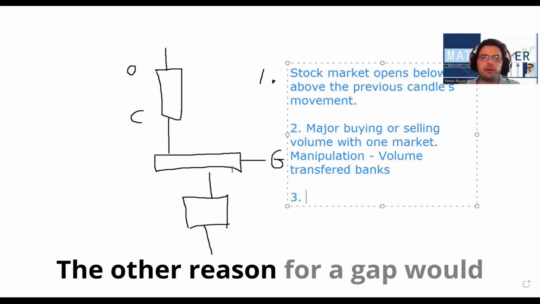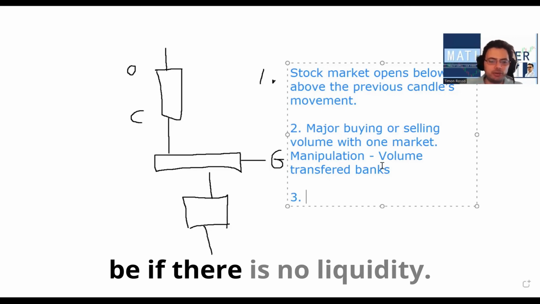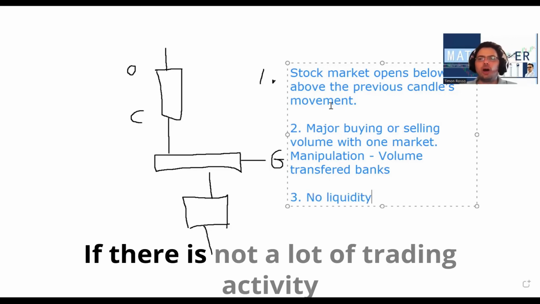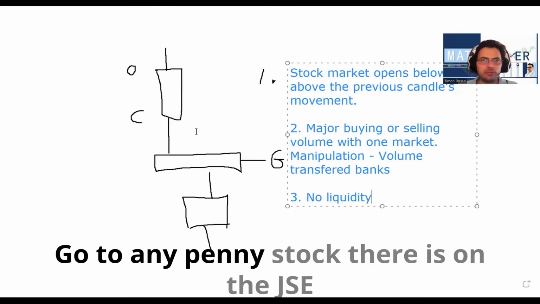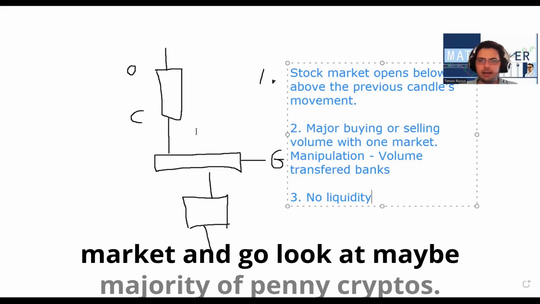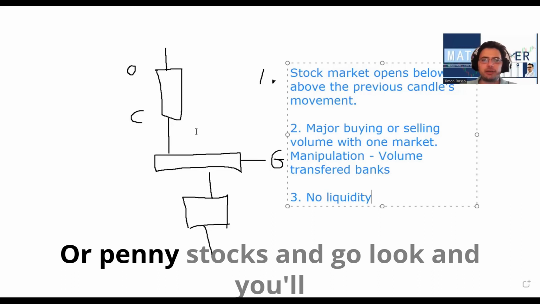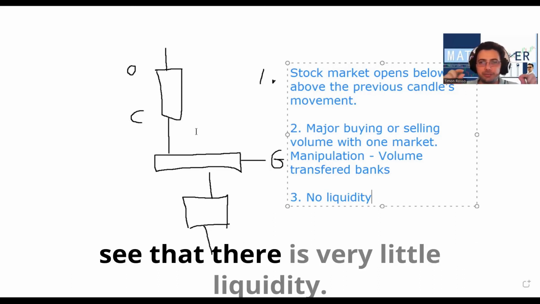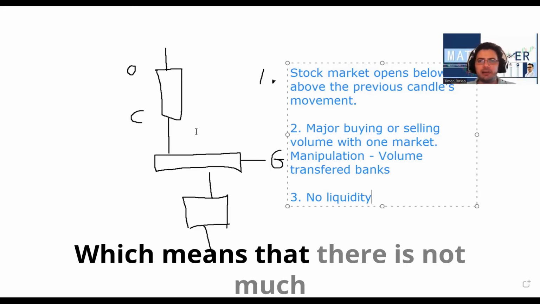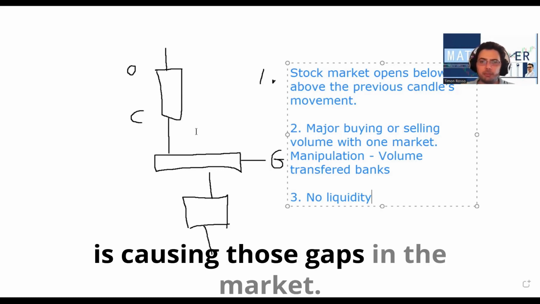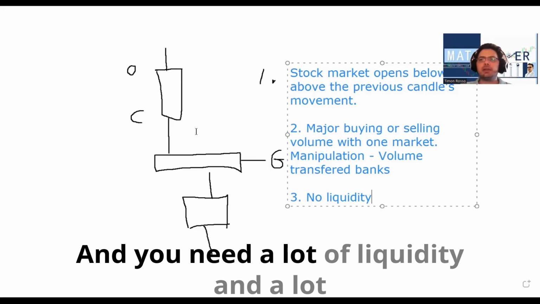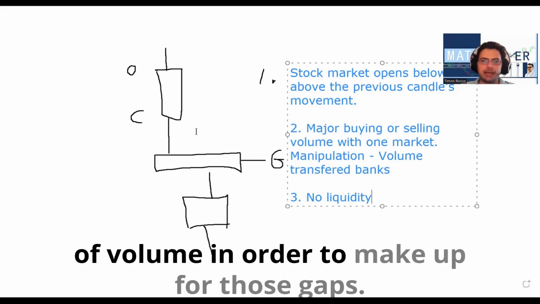The other reason for a gap would be if there is no liquidity. If there is not a lot of trading activity, you would see this with penny stocks. Go to any penny stock on the JSE market, and go look at the majority of penny cryptos, what I call them, or penny stocks, and you'll see that there is very little liquidity, which means that there is not much buying and selling activity taking place, which is causing those gaps in the market. And you need a lot of liquidity and a lot of volume in order to make up for those gaps.